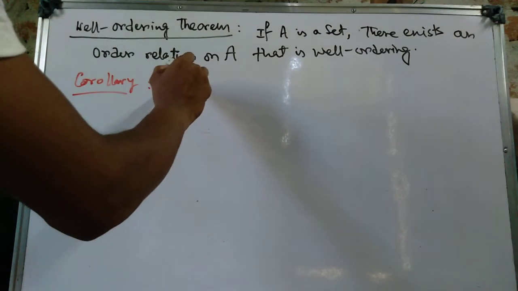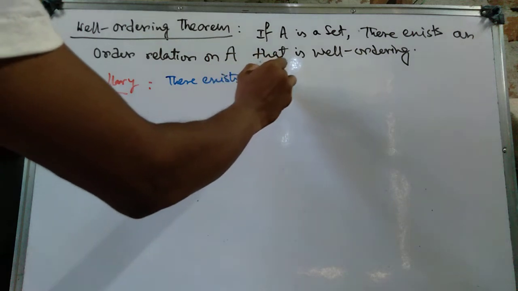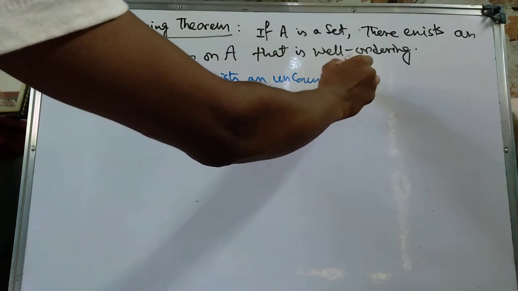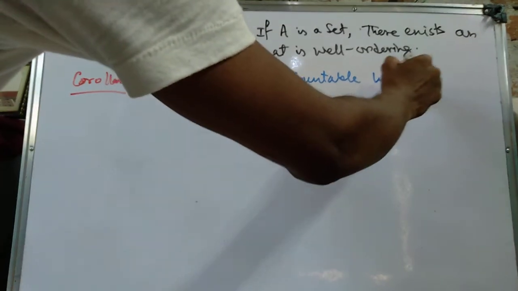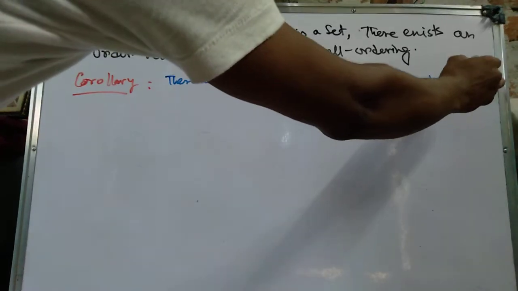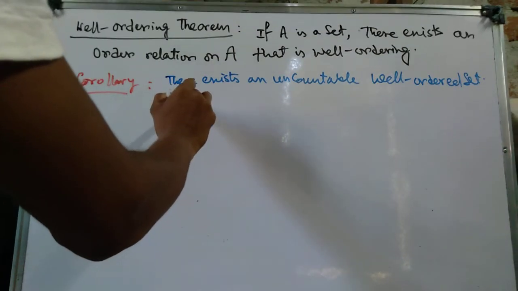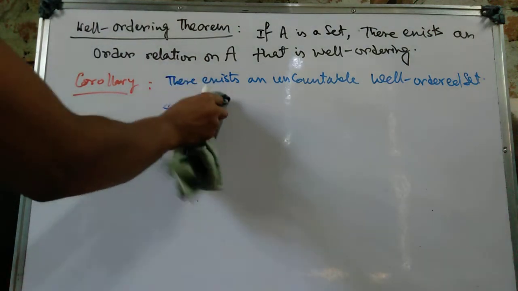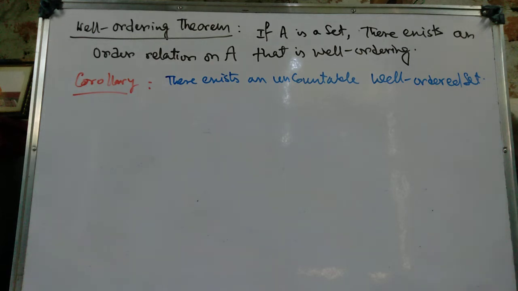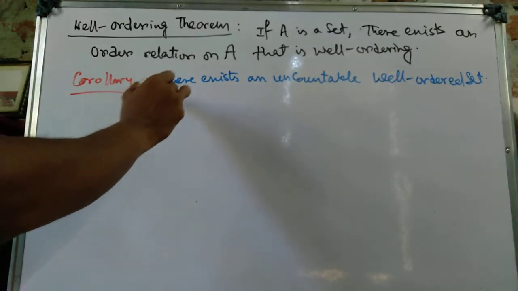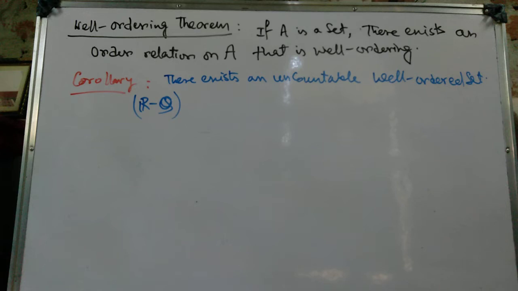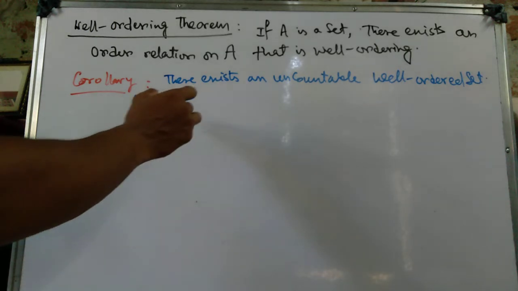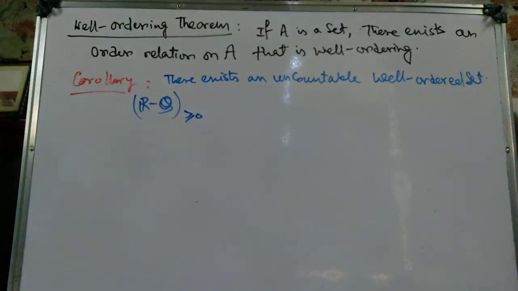There exists an uncountable well ordered set. Z plus is countable. Sorry. Uncountable means that if R difference Q is greater than or equal to 0, then this one is an uncountable well ordered set. Okay.